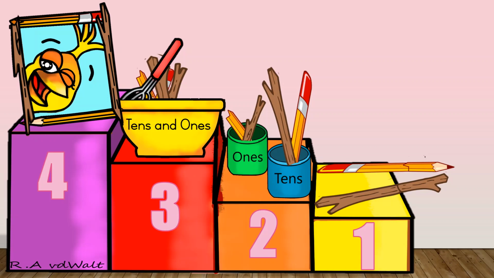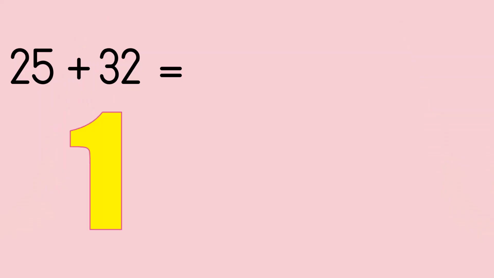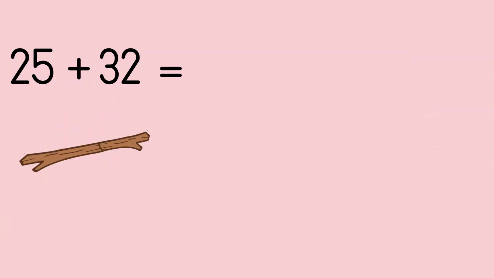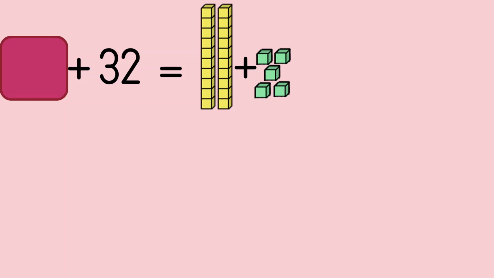I will first use blocks to help you understand each step better. Step 1, we have to expand each digit. So we have 25 plus 32. Let's begin with 25. 20 plus 5. We are done expanding this number, so let's cover it. Now that I'm done, I will put it in brackets.